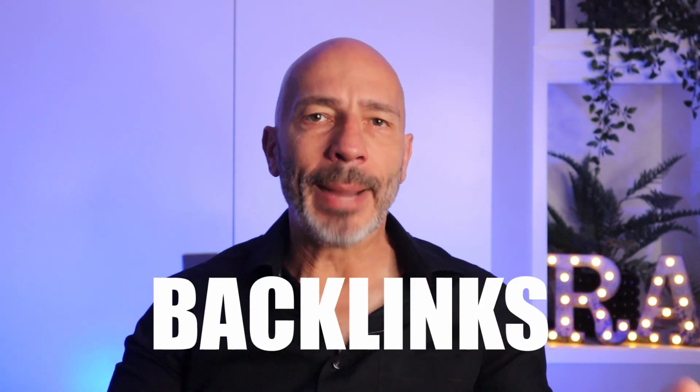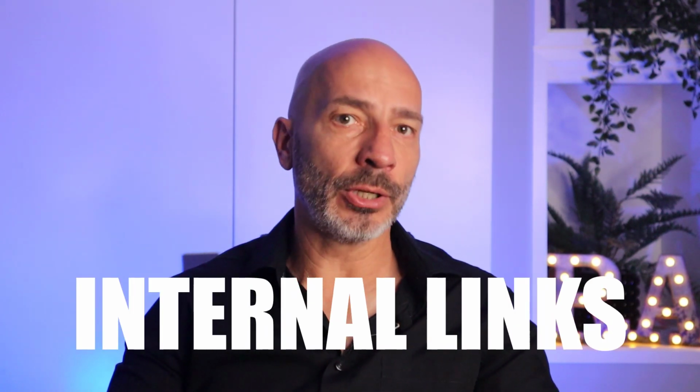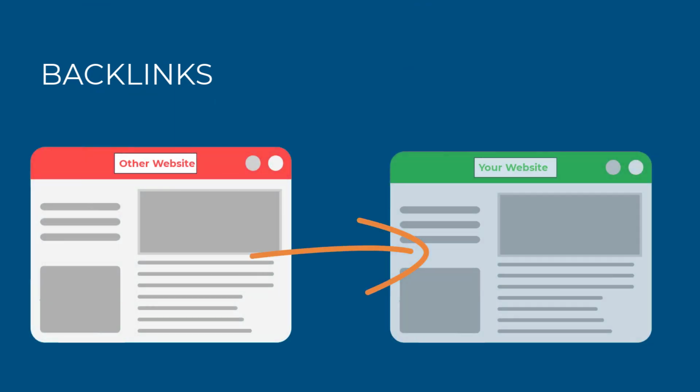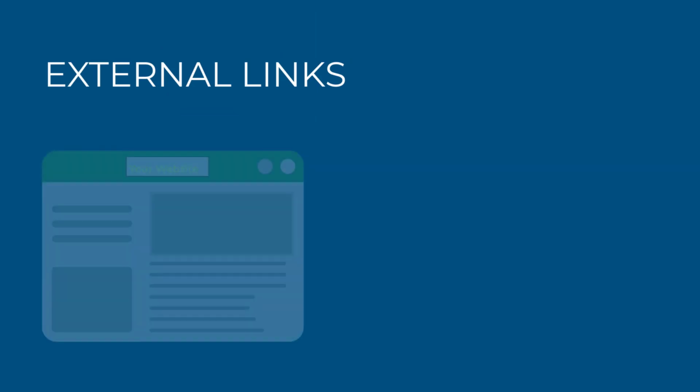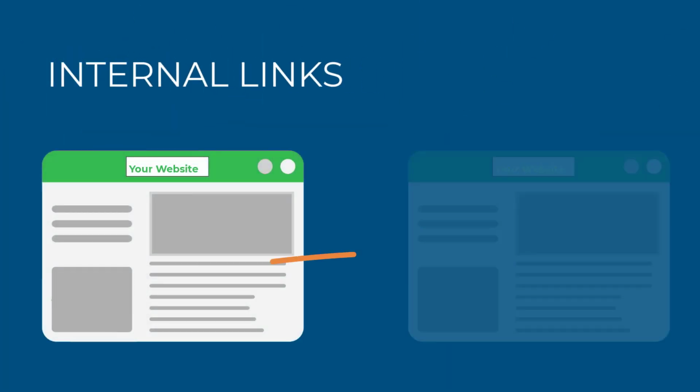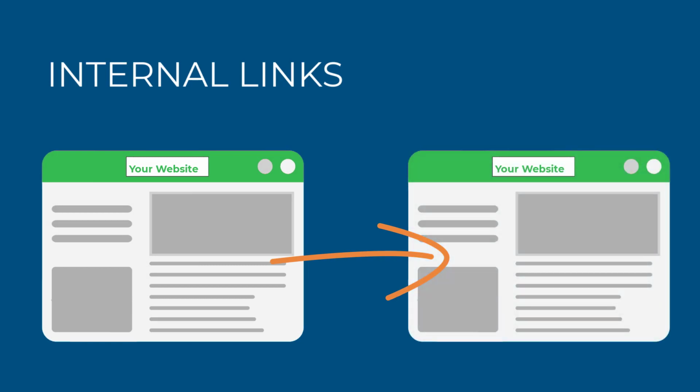There are three types of links you can come across on the web: backlinks, external links, and internal links. Backlinks are links coming from other websites pointing to your website. External links are the opposite of backlinks. They are links that point to other websites from your website. Internal links are links that point from one page of your website to another page on your website.